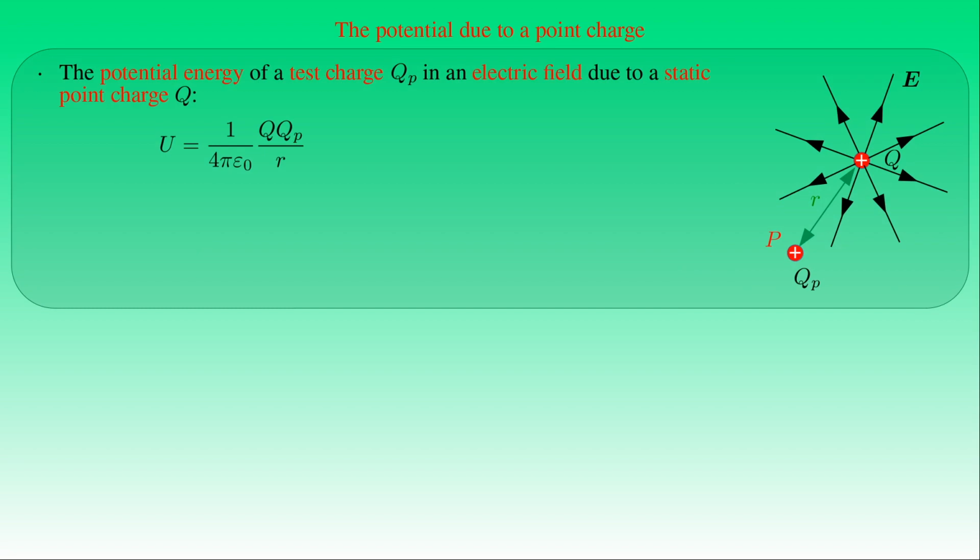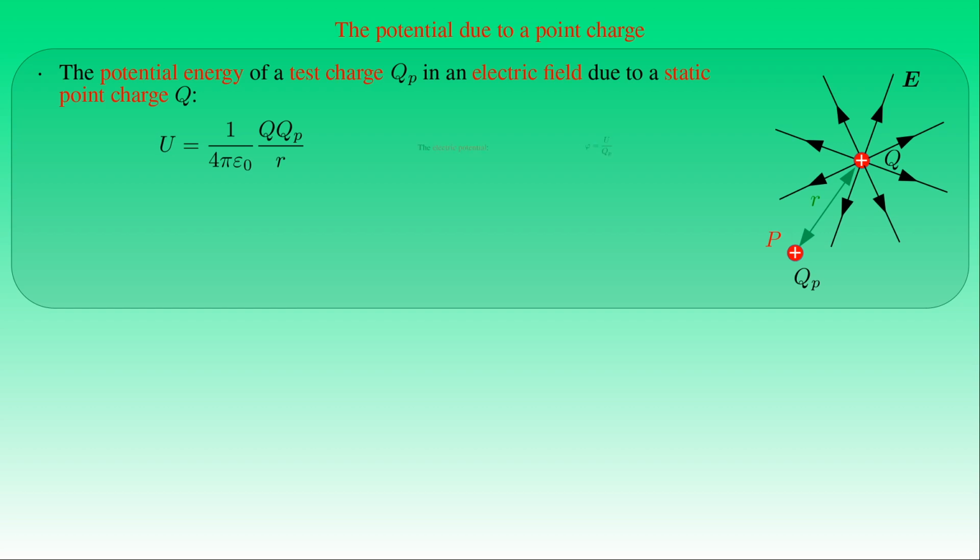Now we determine the electric potential due to a point charge. We already saw that the potential energy U of a test charge Q_P at a point P in an electric field due to a point charge Q is given by 1 over 4 pi times epsilon naught, times the product of the point charges Q and Q_P over the distance r between the point charges.